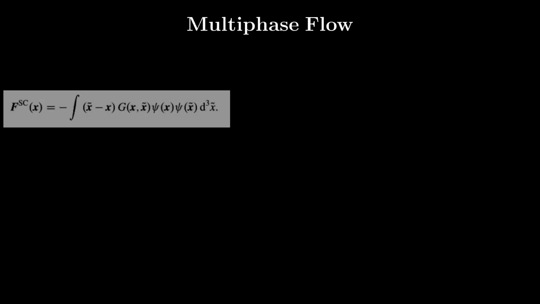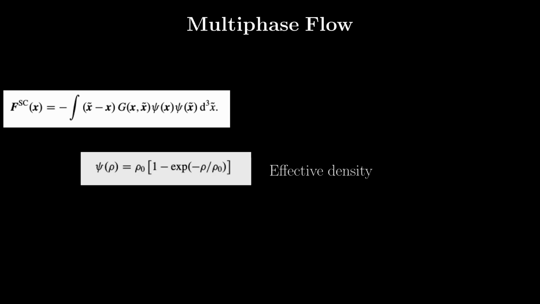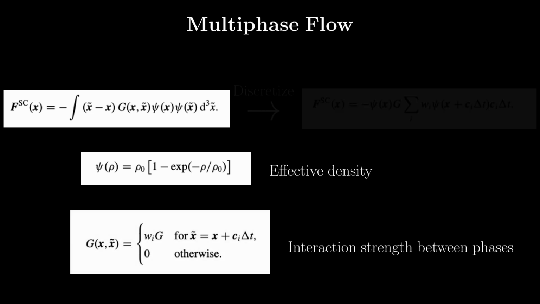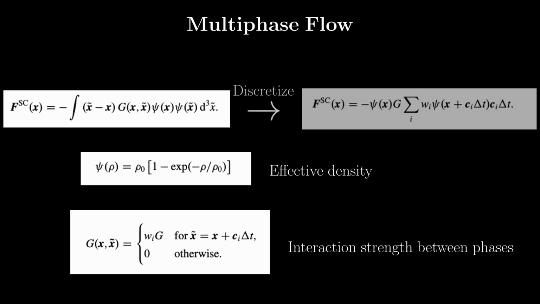The last extension to the model is multiphase flow using the Shan-Chen model, which introduces an interaction force between multiple phases. This force is determined by the gradient of the effective density and is given by the following equation. And G is the interaction strength between the phases, given by the following. When discretized for a single component on a lattice, we calculate the force by summing over the neighboring nodes.